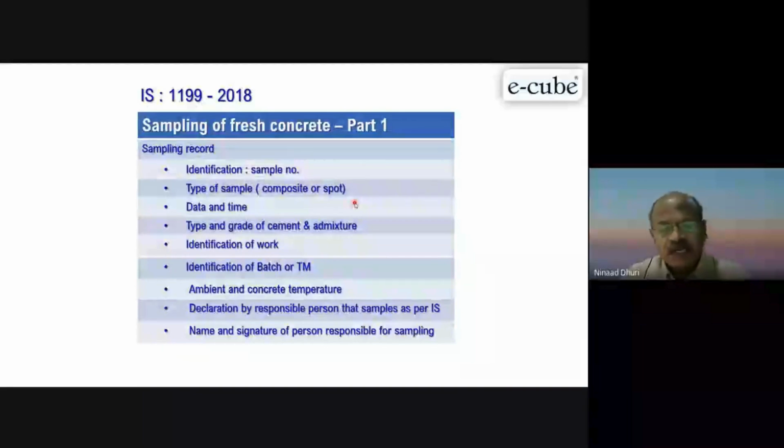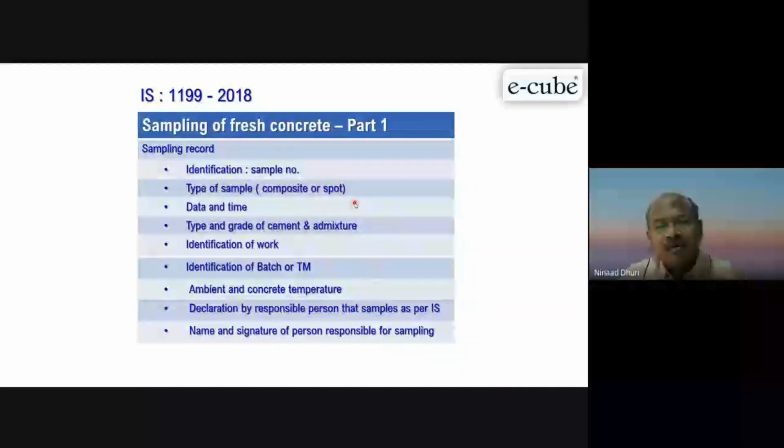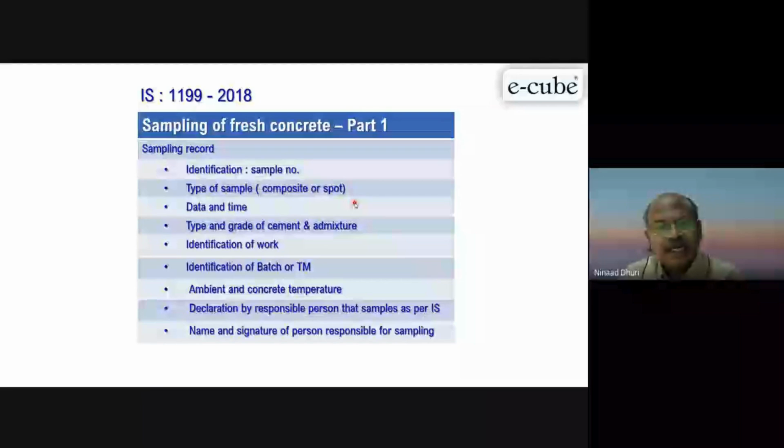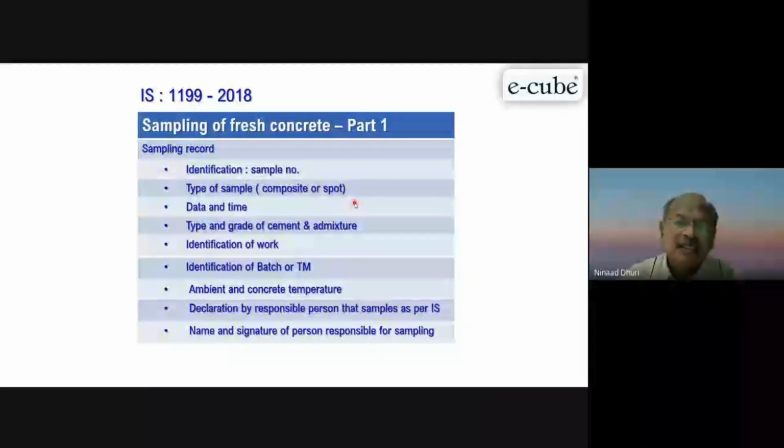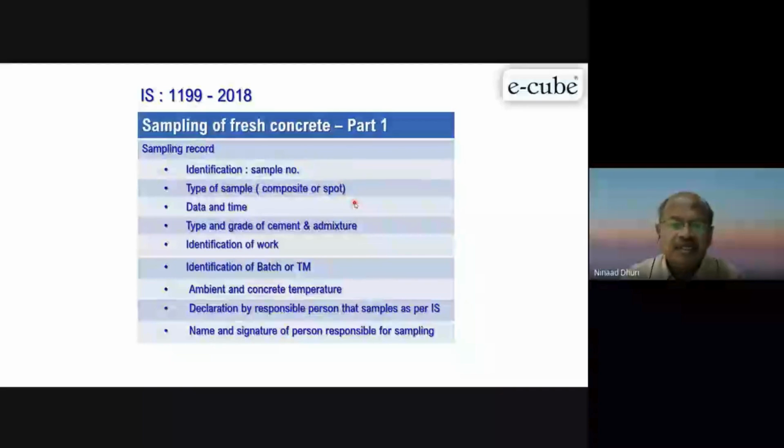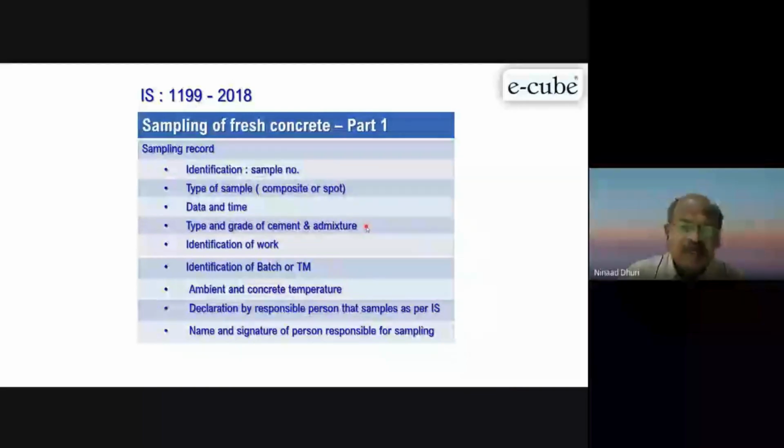So when it is falling from your transit mixer, you take incremental samples, a number of small samples, collect them in a container, mix it properly, and then that is one sample. Now you can identify the numbers and other things. So type, grade of cement, admixture should appear on that particular sampling record.